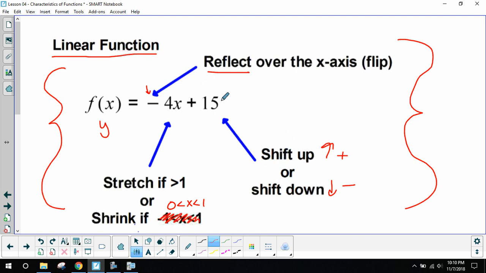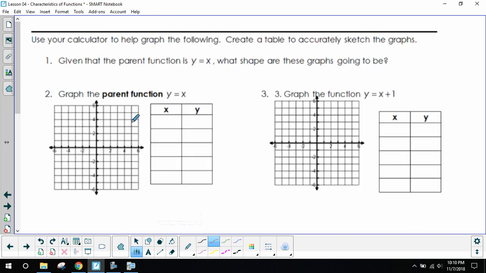The negative controls reflection of the x-axis. Again, write this down. You will need it. It should be that other worksheet in your packet. Given that the parent function y equals x, what shape are these graphs going to be? Guys, this is the shape. Linear. That's a word we use all the time.